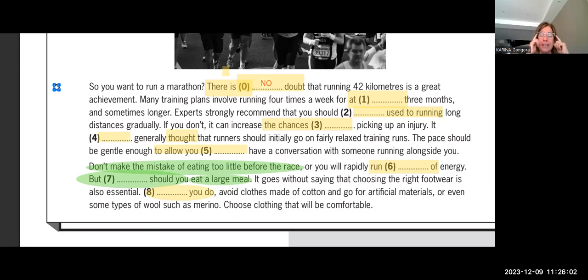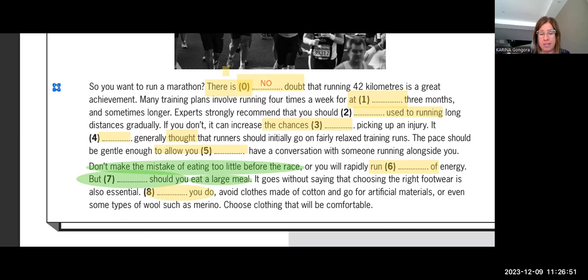And who can tell me, why is it that in number seven I chose a different color and I underlined a previous sentence? It is inversion. Yes, it is inversion. Very good. I didn't even realize that, but I was thinking about the meaning. Because you are saying first a mistake you shouldn't commit before the race, and then you're saying another thing that you shouldn't do. Very good. And as I said, we used inversion. We are adding more meaning to this.